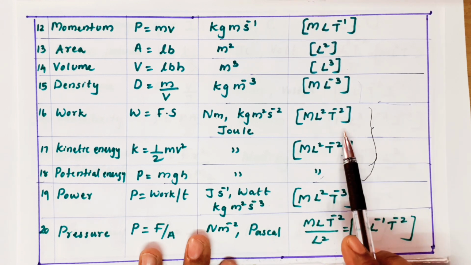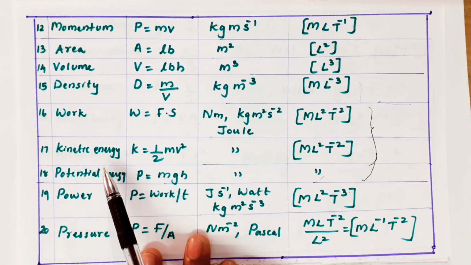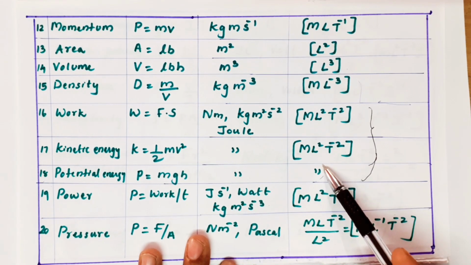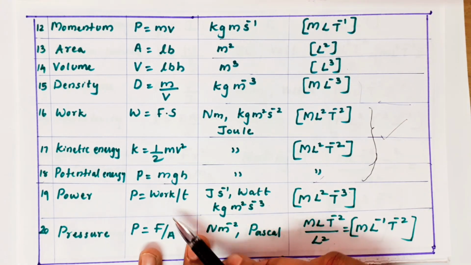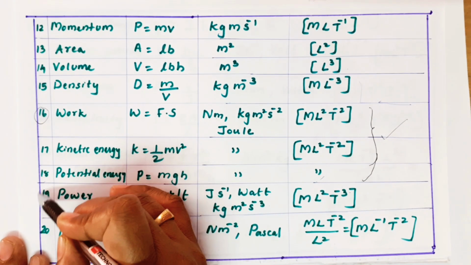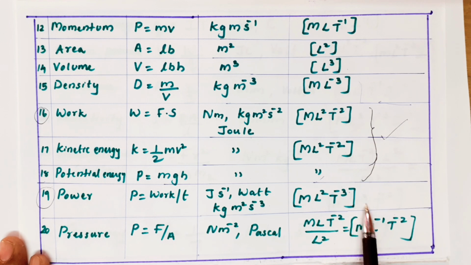Remember, work and energy should have the same unit and the same dimension. So if you take the kinetic energy or potential energy, the equations are different but units and dimensions are the same as energy. Now, power, work by time. This energy and power are all very important. Power is work by time, joule per second or watts. Kg meter square second minus 3, or ML square T minus 3.